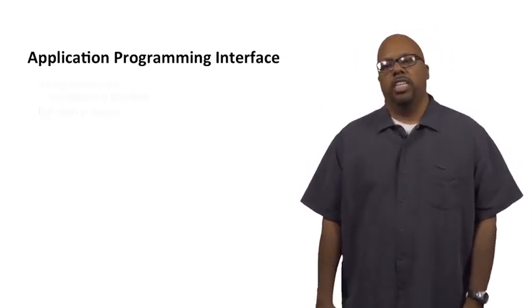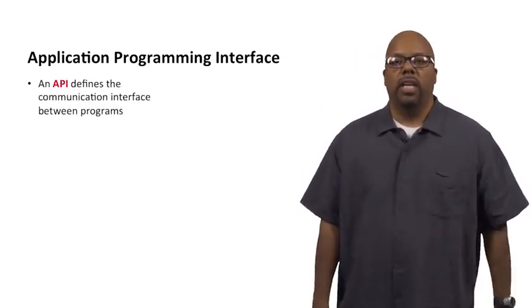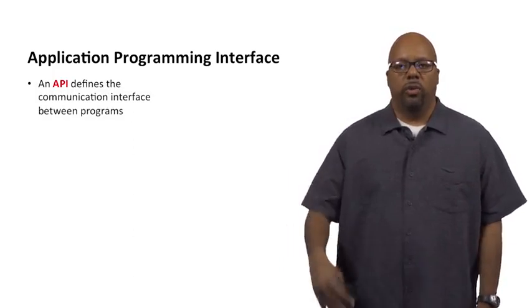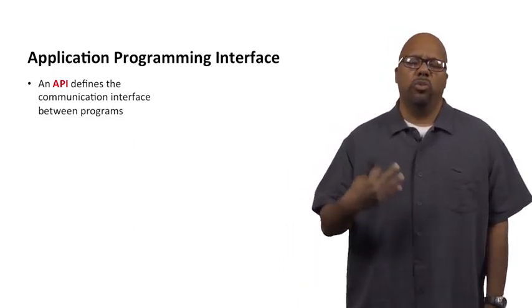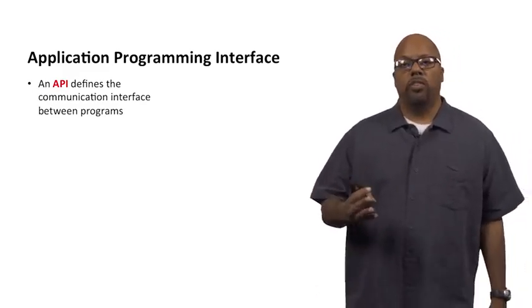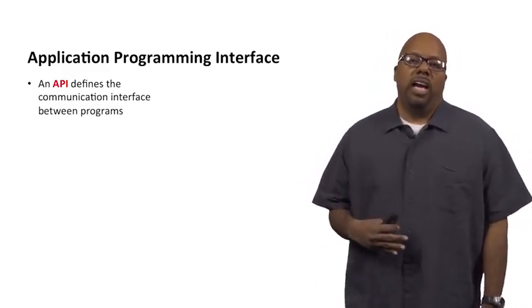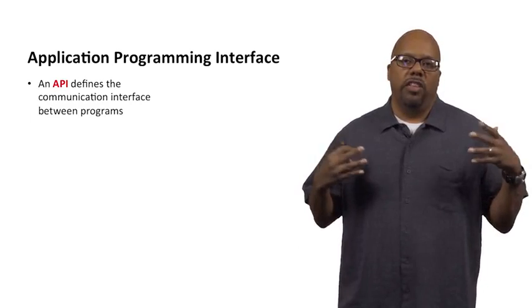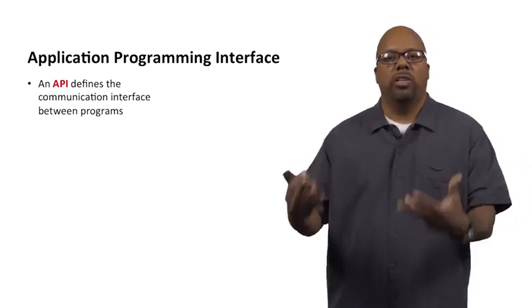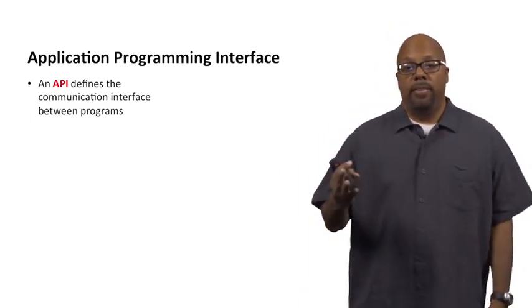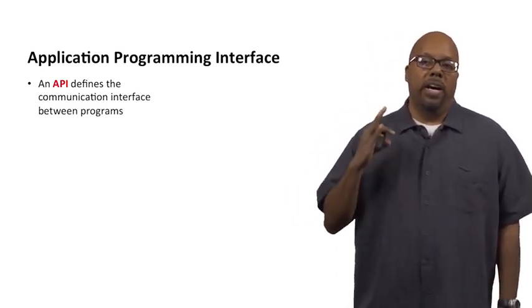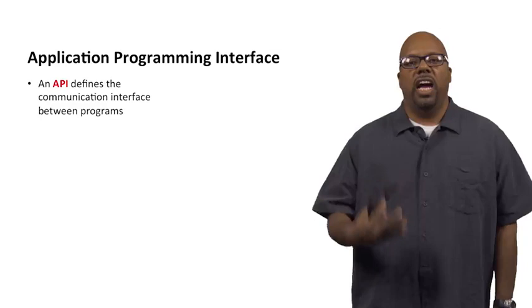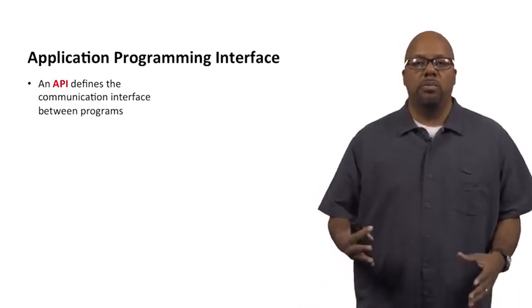So, Application Programming Interface, or API. API is the shorthand for it. So an API defines a communication interface between programs. When we're talking about these web-based services, the API defines the format of the messages that have to go back and forth from client to server. Now, these are web-based services that we're talking about, so these are all HTTP messages. But the API is going to define the content of the HTTP message.